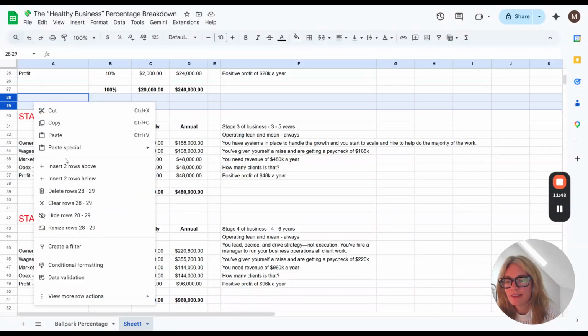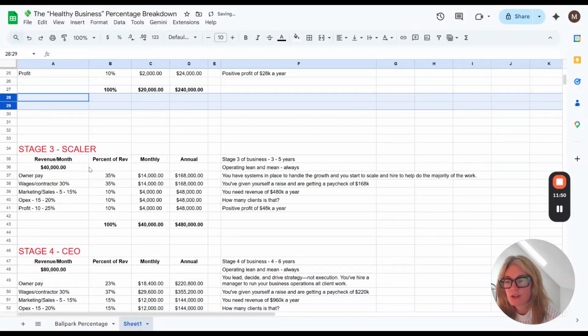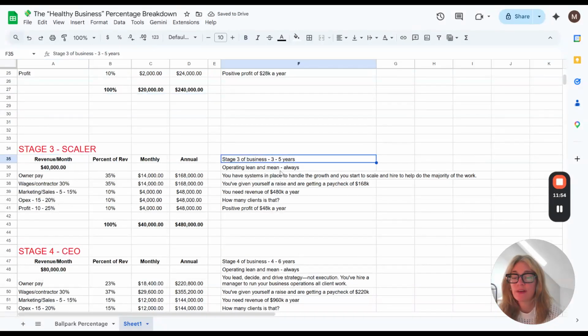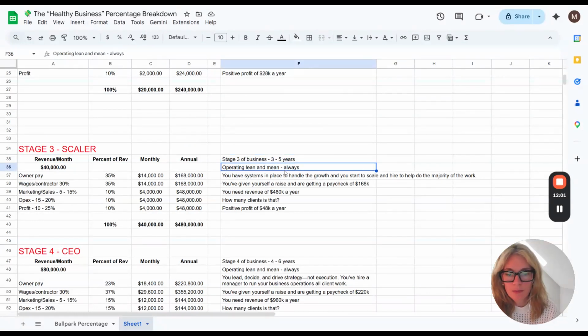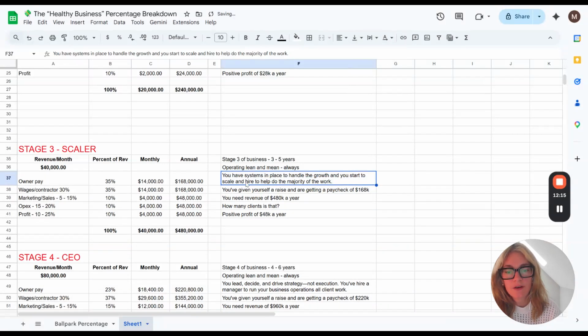Stage 3, the scaler stage. So this is anywhere from 3 to 5 years of business. You might be quicker, or it might take you a little bit longer. You're still operating lean and mean, always watching your expenses and your spending like a hawk. You have systems in place to handle the growth, and you really now start at this stage to scale and hire help to do the majority of the work. You're not really doing too much of the client work at this point, maybe some of it.